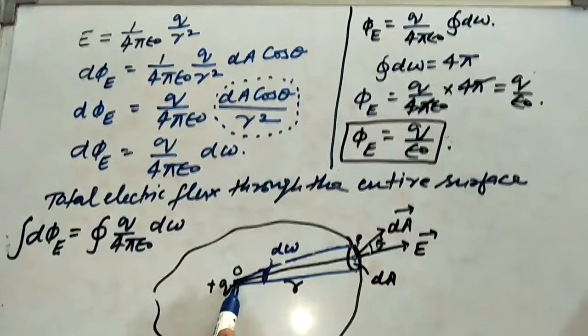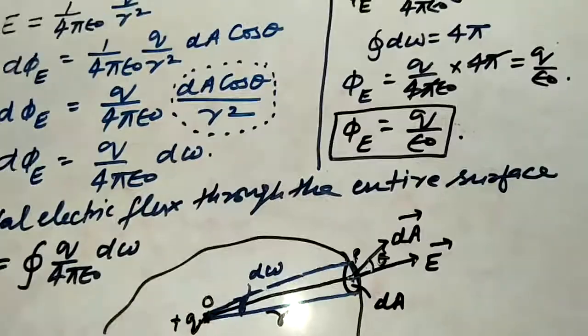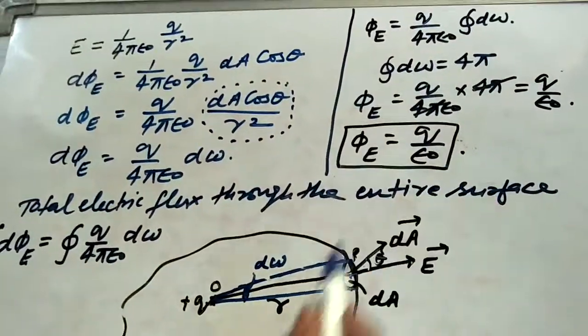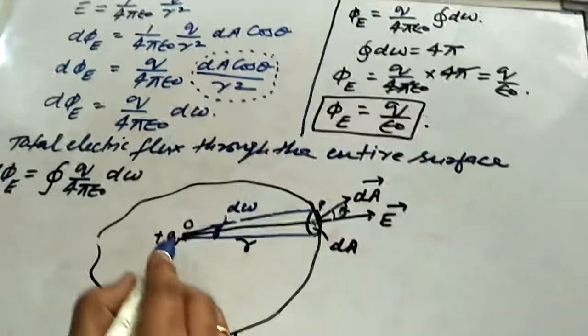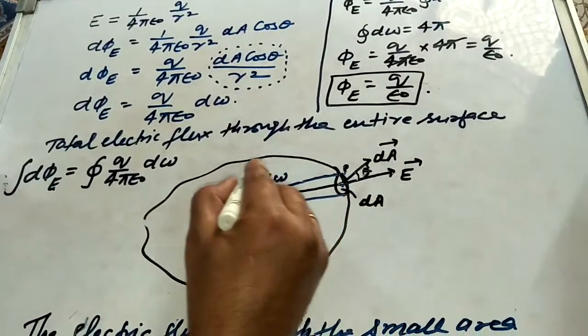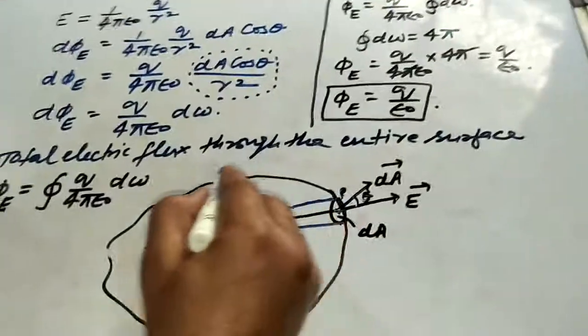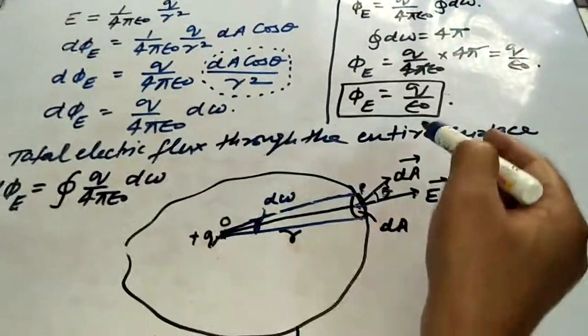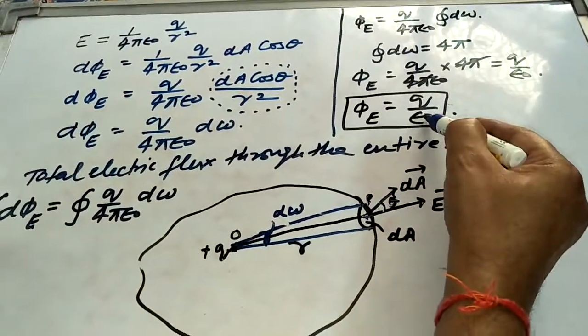Either the charge is anywhere inside this surface, the electric flux will come q upon ε₀. And if there is more than one charge, suppose several charges are inside the surface, then for finding the electric flux we will take the algebraic sum of all the charges, and that algebraic sum of all the charges upon ε₀.